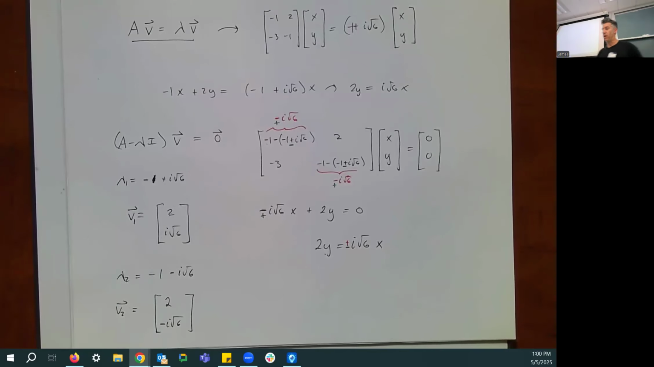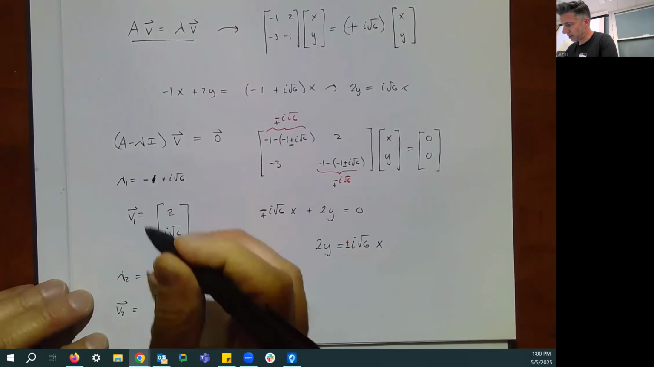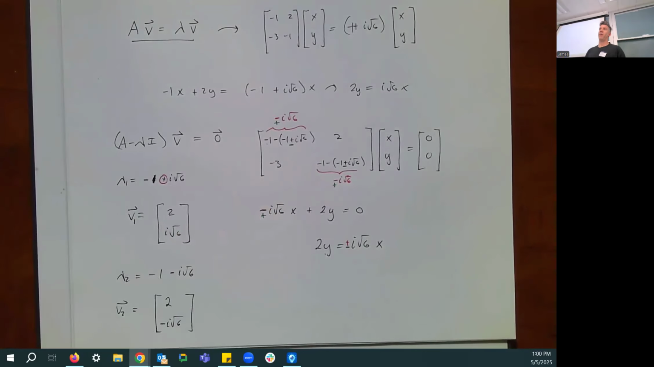And we almost always pick the one where it's the positive part here. You pick lambda equal to this one where it's positive, and then the associated eigenvector, whatever happens to be. Because I don't know why. Because you have to pick one.